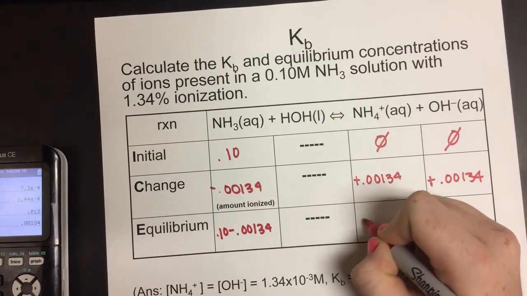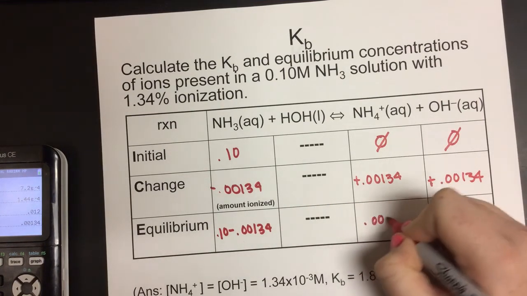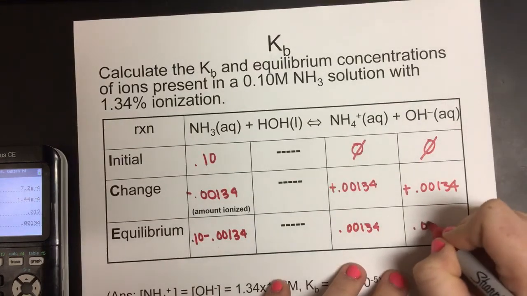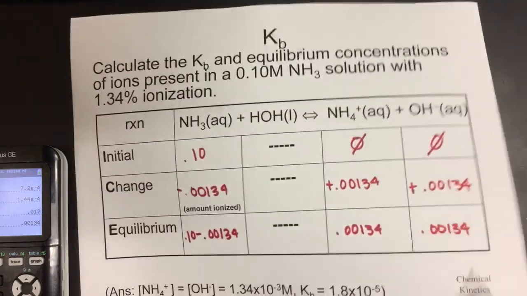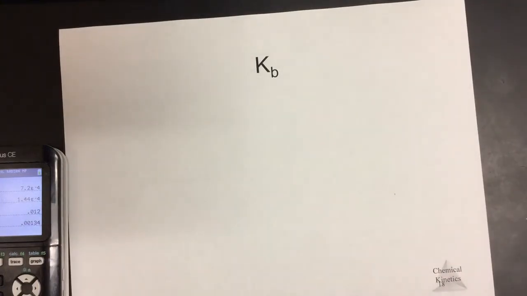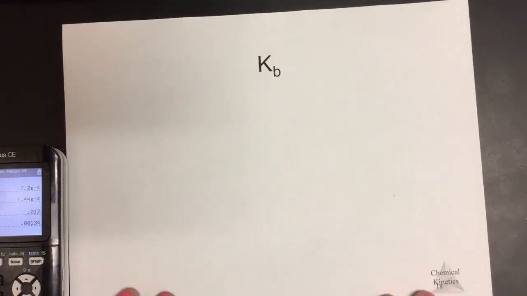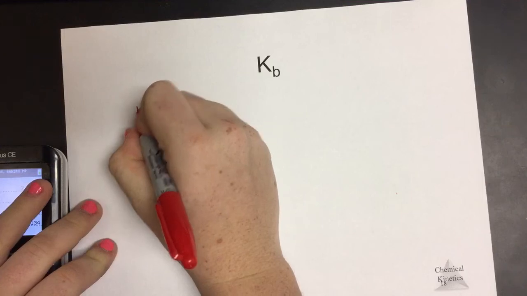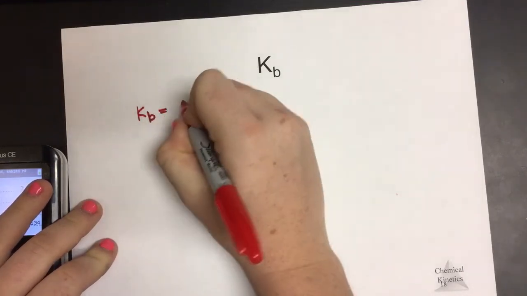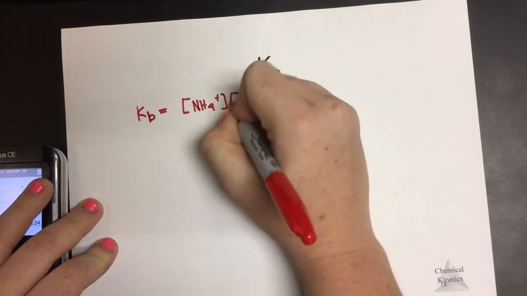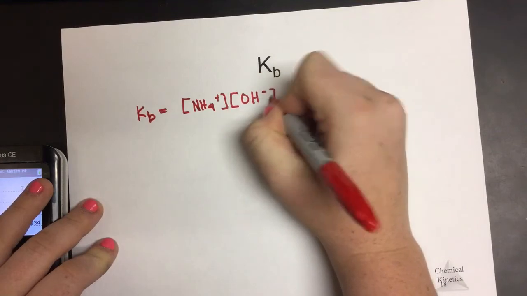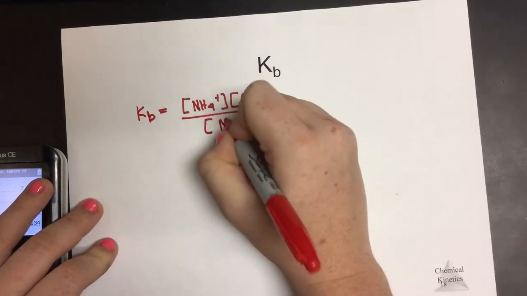So now at the equilibrium, we have 0.10 minus 0.00134, and then 0.00134 and 0.00134. So now that our ICE table is filled out, we can go into creating our expression, which is the same thing as we had before for both Ka and KSP. It's just products over reactants raised to stoichiometric coefficients. So for that, it would look like Kb equals the concentration of NH4 plus multiplied by the concentration of OH minus over the concentration of NH3.